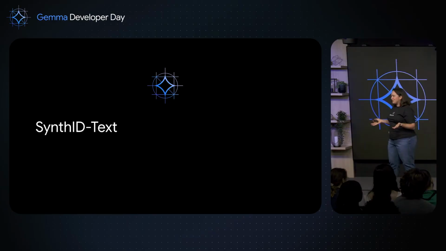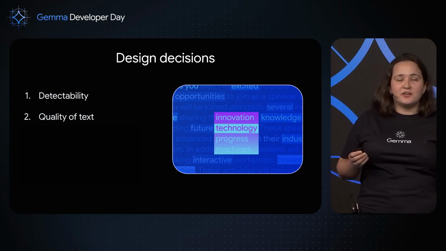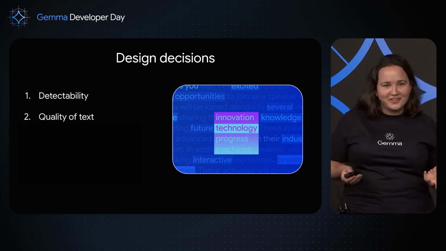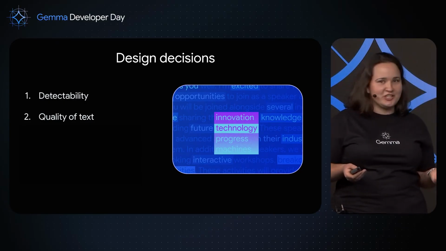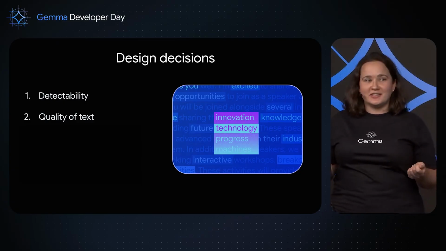In this next section, I will tell you more details about how we developed the SynthID text method. We had several design decisions that we made. First of all, the watermark has to be detectable. We have to be able to detect it with high accuracy. Second of all, it cannot degrade the quality of the text that your language model generates, because users would not be happy about it and they would not accept it.